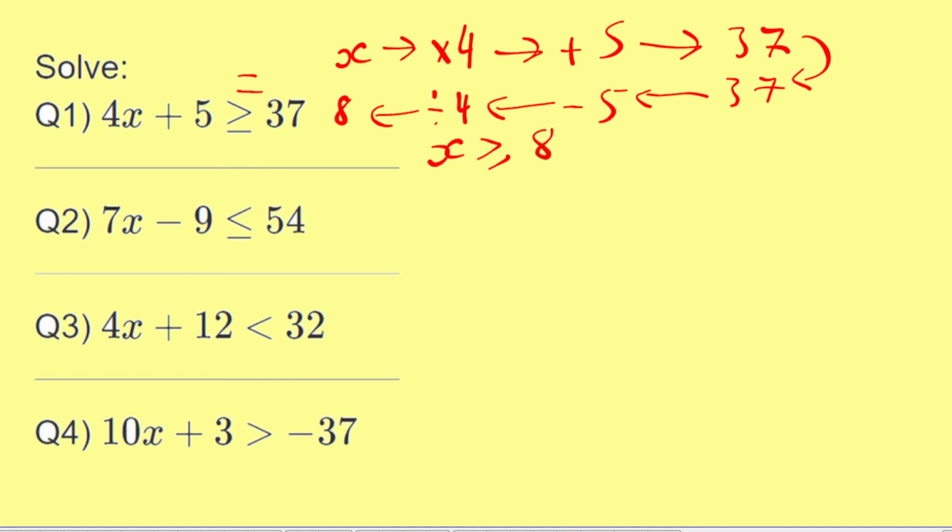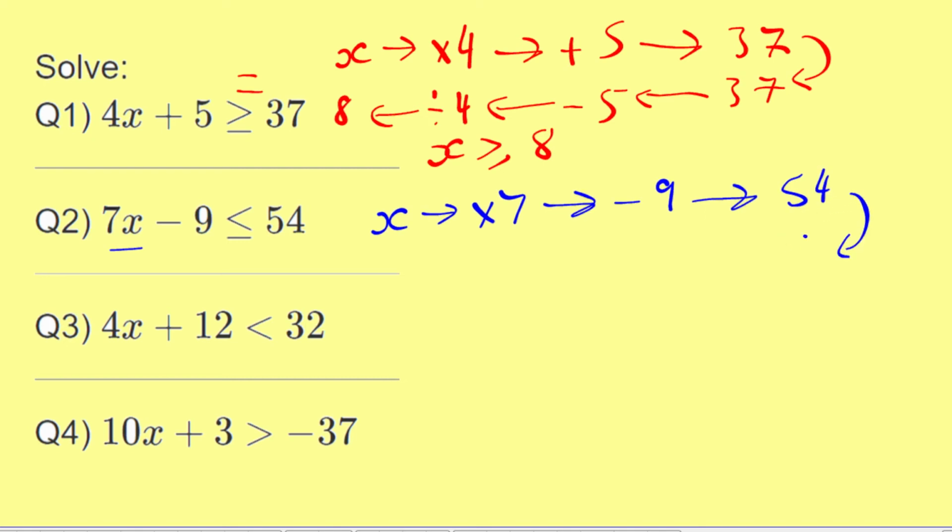Okay, your next one, again, we've got x on its own, and then we're going to say times 7, because that's what that means. Next arrow, we've got minus 9. That gives us 54. Okay, turn it round. 54 plus 9 divided by 7. Okay, 54 plus 9 is 63. Again, if you want to write it there to help you, 63 divided by 7 is 9. So our final answer here is x is less than or equal to 9.